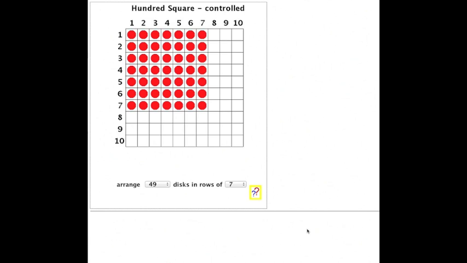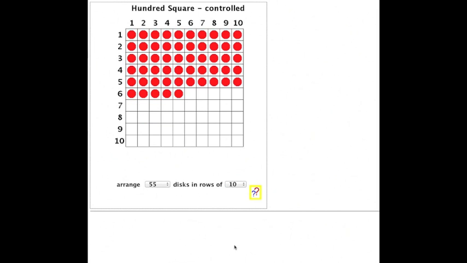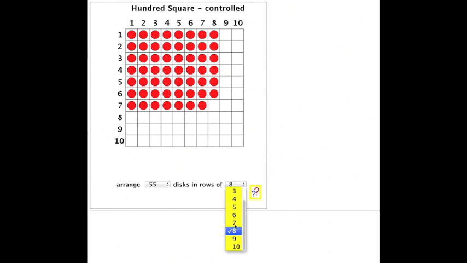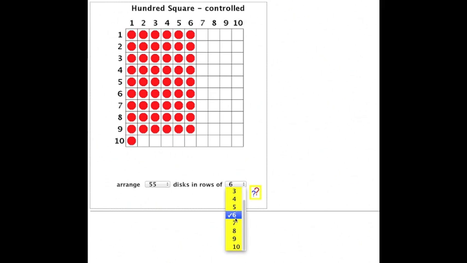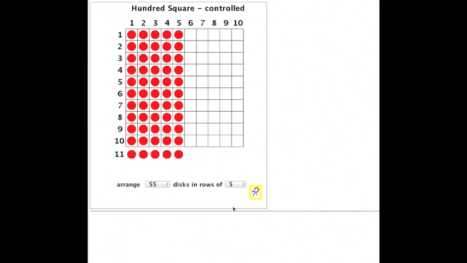If I choose something like, say, 55 discs, and I'll return the row length once more to 10, and I'll try to rearrange them, you'll see that whatever row length I try, I can never make it into a square. I can produce a rectangular shape like this 11 by 5 rectangle, but that's a different story. So how could you tackle the same problem but without the software to hand?